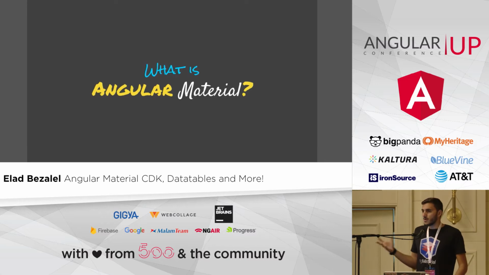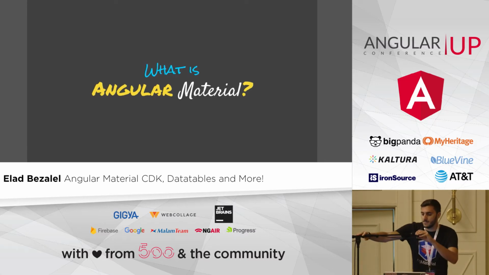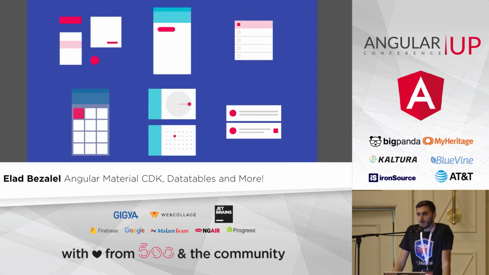But before we dive into what changed, let's talk about what Angular Material is. Angular Material is a project by the Angular team with the aim to provide high-quality UI components based on the material design spec. Most of you may have used the AngularJS version, but today we're here to talk about the just Angular version.